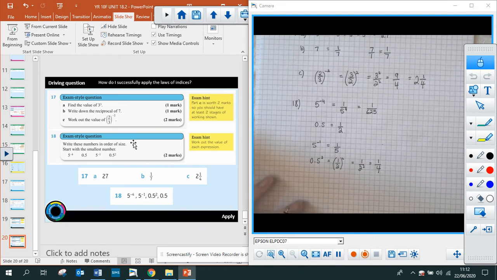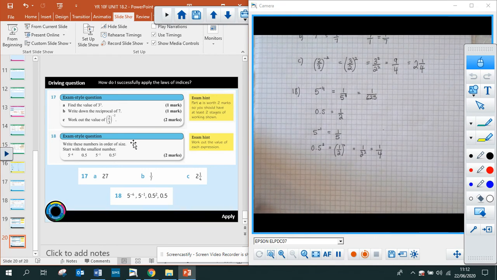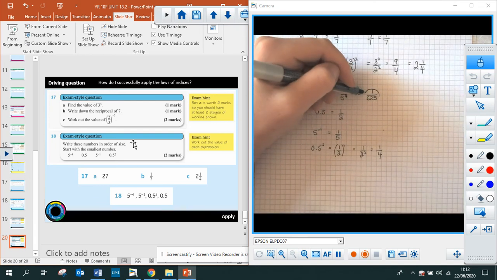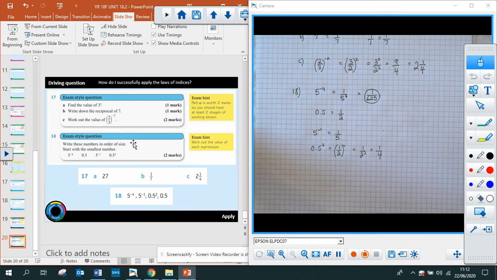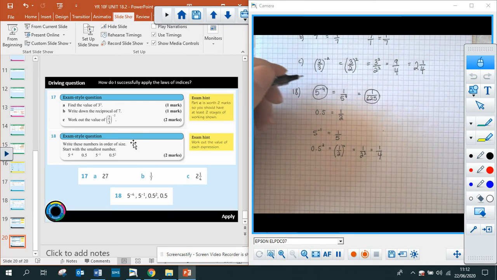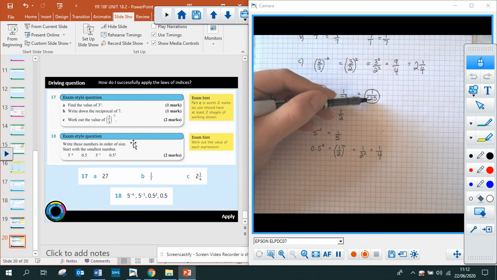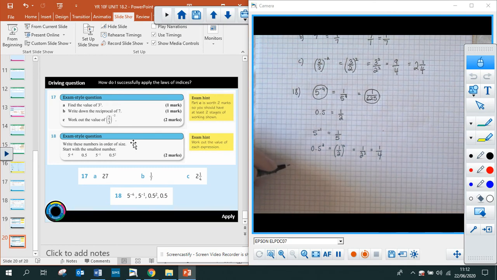Okay, then you need to compare them. It's asked you to write them in order starting with the smallest. Our smallest is definitely this one, the 5 to the power of negative 4. And it's the smallest because it's got the biggest denominator there, okay? That's by far the smallest number. So that one we write first, 5 to the power of negative 4.